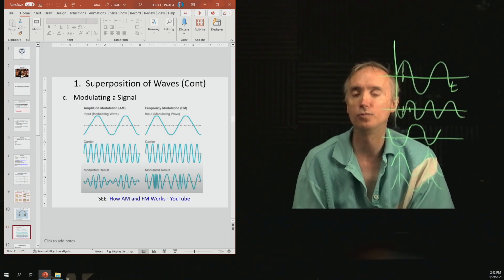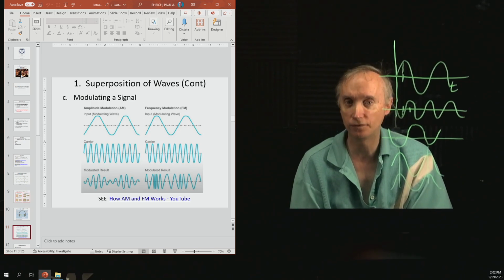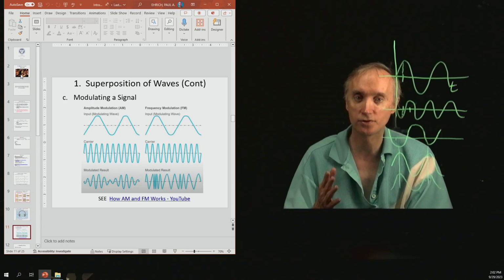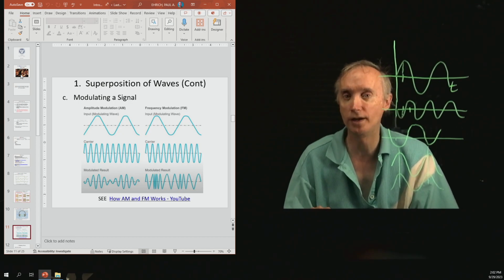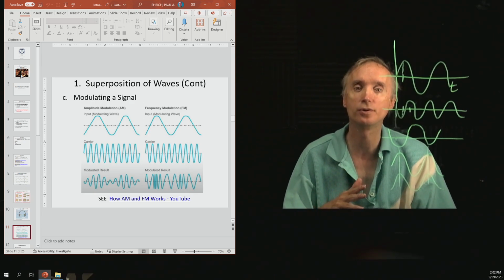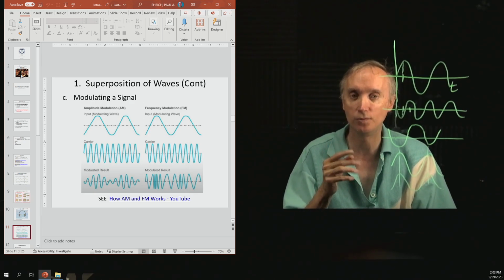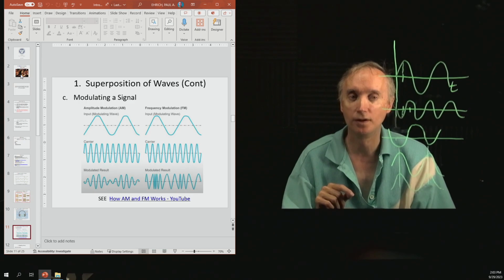You can also add two waves together that have different wavelengths and different amplitudes. That's what this is showing. There are two kinds of radio signals, AM radio signals and FM radio signals. I just wanted to show it to you so that you can see what it is. Having done that, don't worry about it. This is not going to be on the exam.